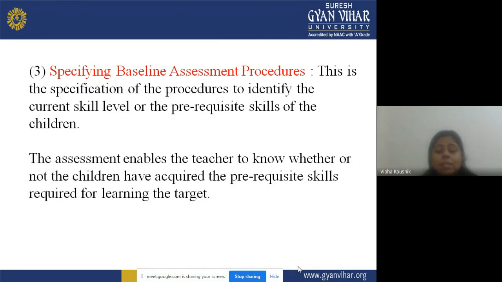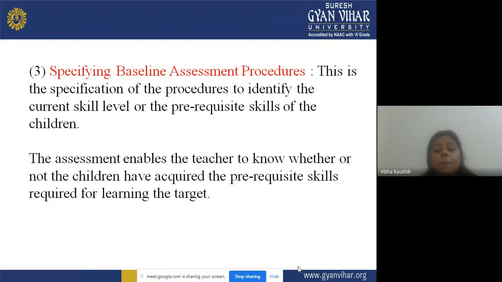The assessment process helps the teacher to know whether the students have acquired the prerequisites required for learning the target, and whether that student has prerequisite skills or not. It is the necessary information that is required for learning the target.